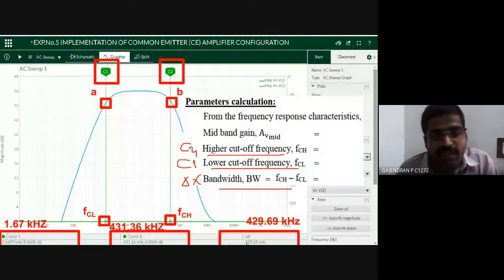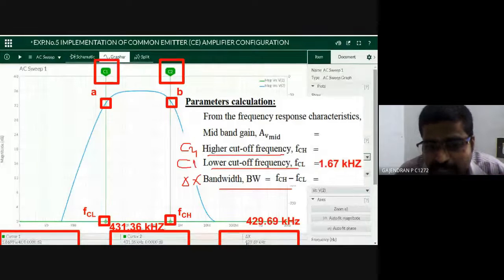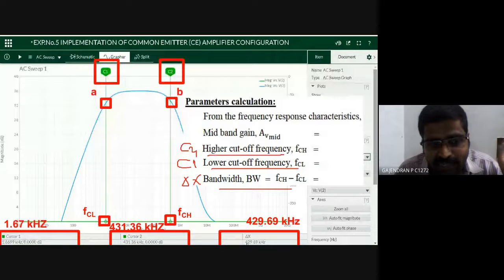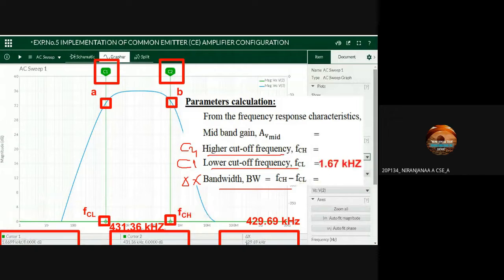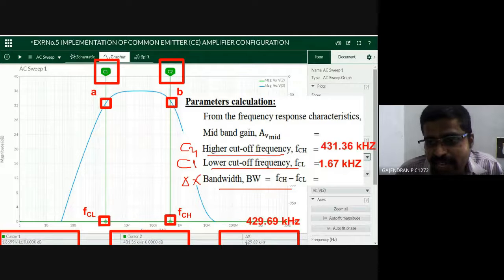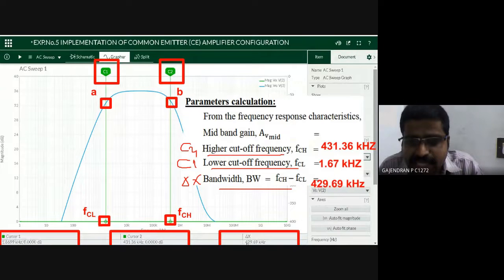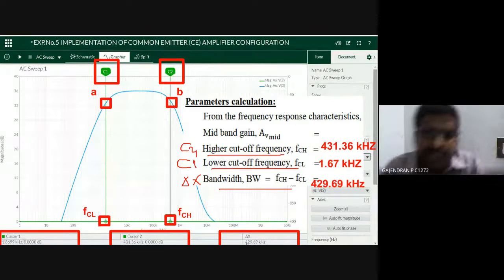Now you closely watch where these values are moving. Yes, my C1 is in lower cutoff frequency. Is it clear, dear students? Yes, clear, sir. Then C2 reading, higher cutoff frequency. Then bandwidth. Is it clear up to this? Yes, sir. That's all.